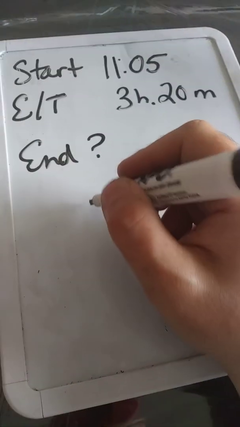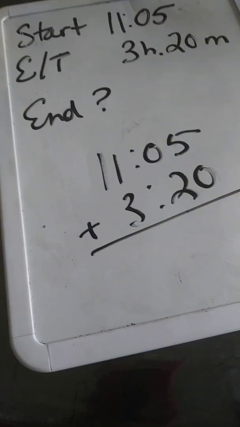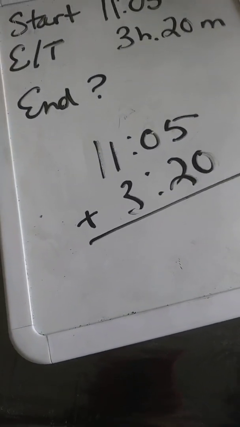So what we're going to do is take the starting time, which is 11:05. We're going to add 3 hours and 20 minutes to it, and we're going to write it in time format, okay? And the only time we add is when we want the end time. We subtract when we're looking for the other two things. When we're doing end time, we got to add, only then. So I'm going to add these up.